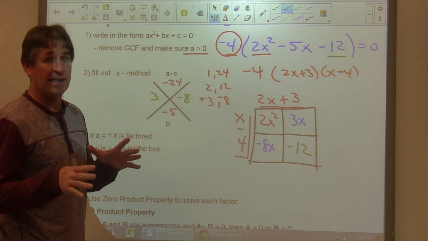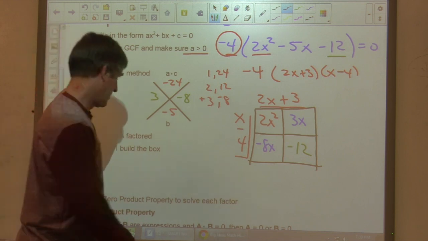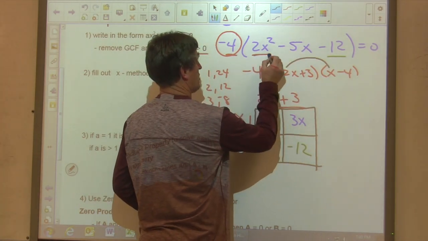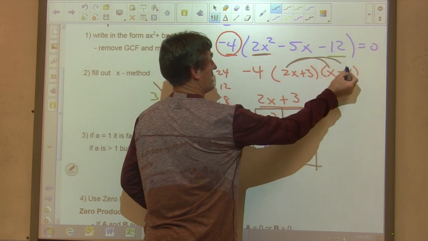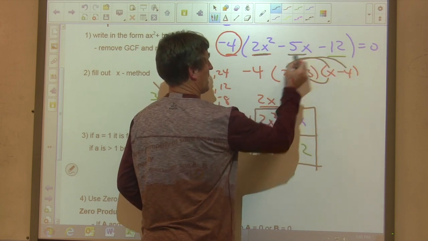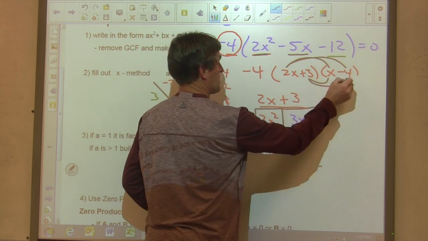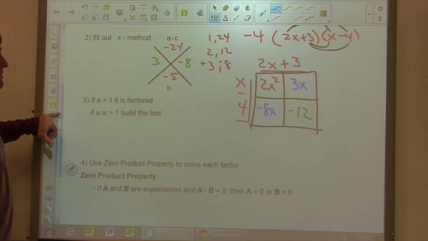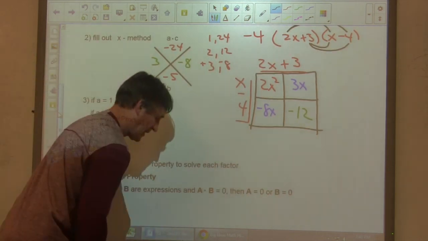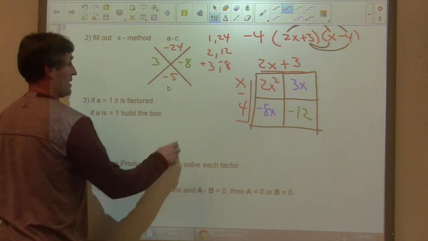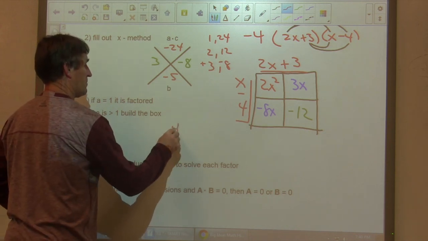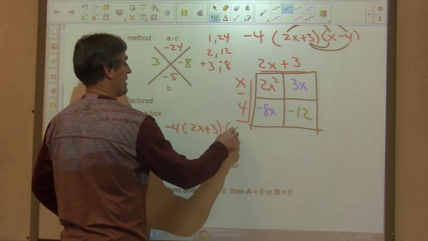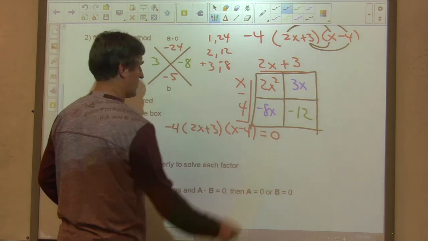Now, I like to right here just check it and make sure I'm correct. So if I was to FOIL this, 2x times x gives me the 2x squared. Negative 8x and 3x gives me the negative 5x. And 3 times the negative 4 gives me the negative 12, so I've done that right. So now we have it factored, and we factored this into negative 4 times 2x plus 3 and x minus 4 equals 0.